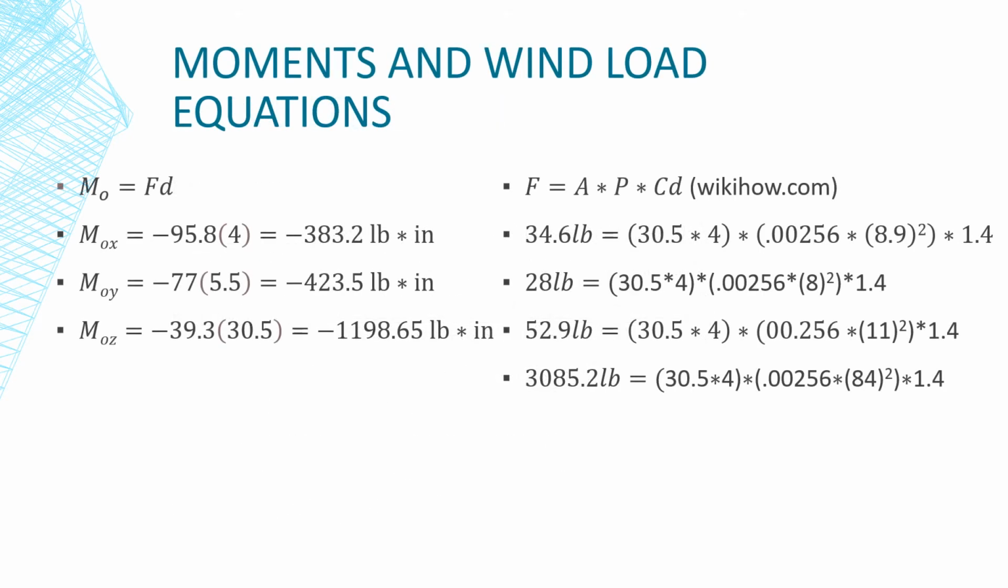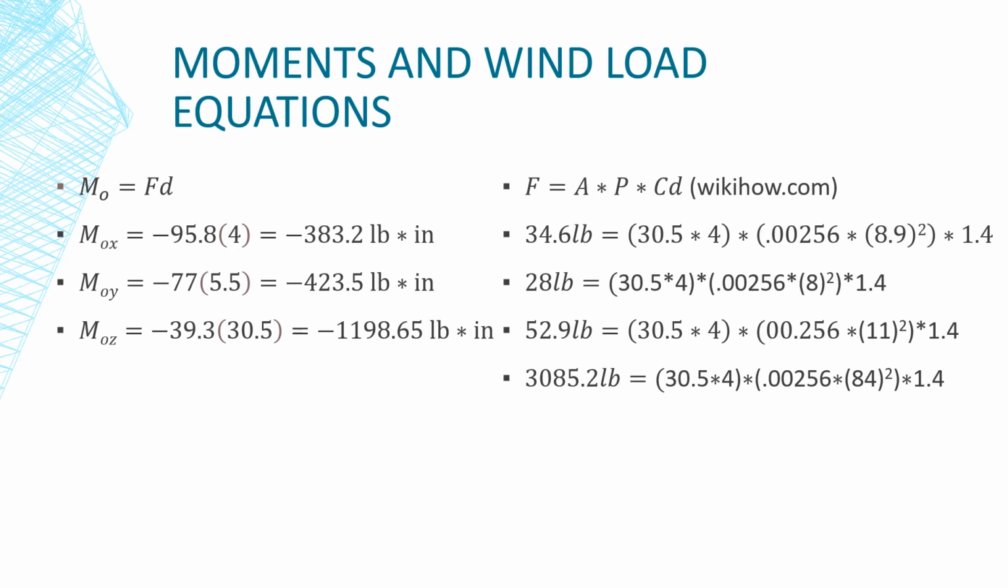As for moments, I use the equation moment about point O is equal to force times the distance. So the moment about point O x is equal to 95.8 times 4, which is then equal to negative 383.2 pounds per inch. Moment about point O y is equal to negative 77 times 5.5, which is equal to negative 423.5 pounds per inch. Moment about point O z is equal to negative 39.3 times 30.5, which is equal to negative 1,198.65 pounds an inch.